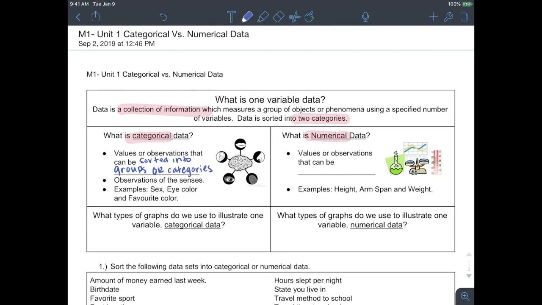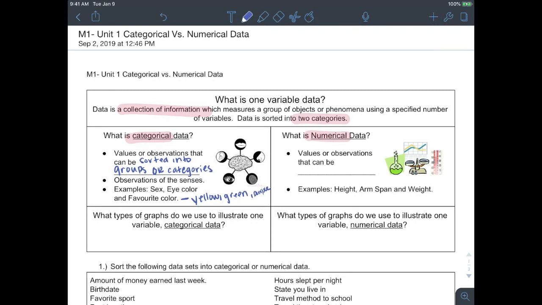So what is your sex? What is your eye color? What is your favorite color? These all would give you an answer. So like, what is your favorite color? It would be like yellow, green, purple. Okay, so what kind of answers would you give? Well, they'd be categories, not numbers.